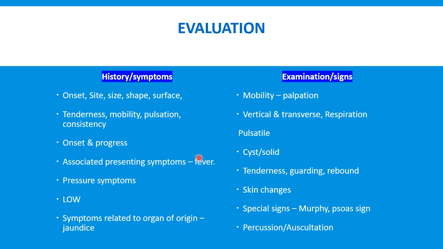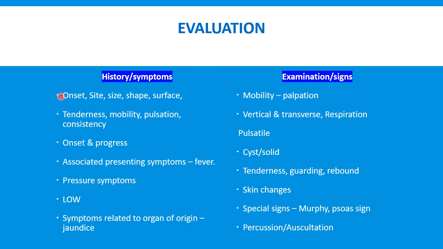Okay, now how do you go about evaluating a patient with abdominal mass? First, as usual, history and symptoms. You must go through the onset of the swelling. You must describe the details: onset, acute onset, or insidious chronic onset; the site of the mass, size, shape, and surface. These are the important things you must know about the mass.